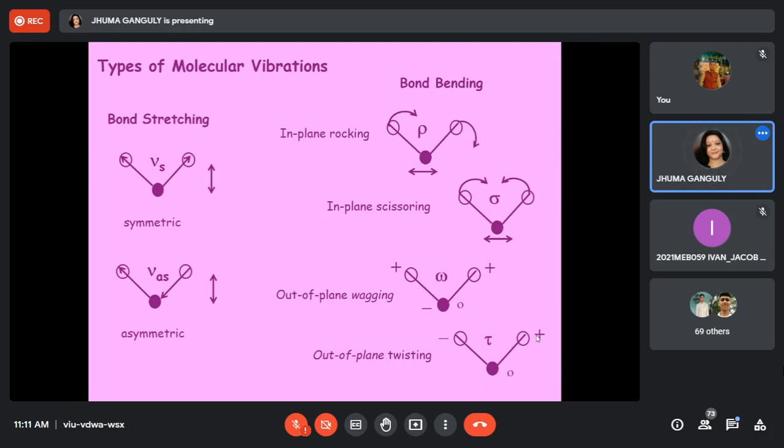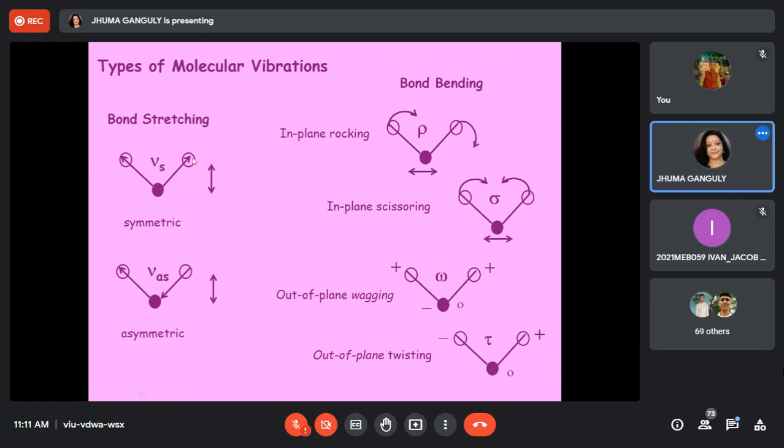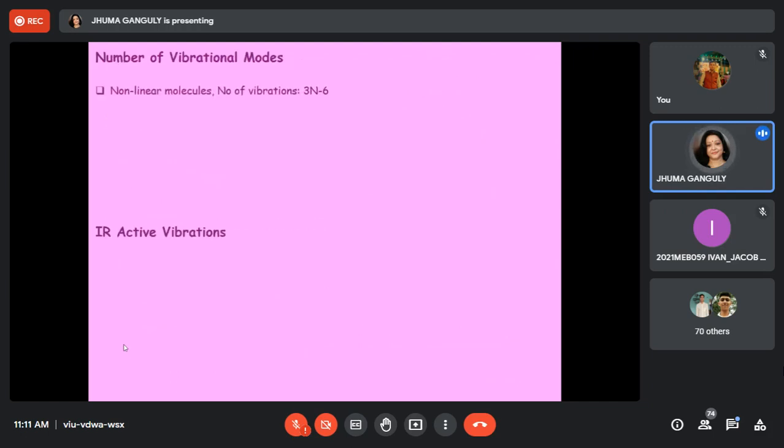These are bond bending situations and these are bond stretching situations. Stretching means the atoms try to come out or go in, the stretched condition, and that is symmetric and asymmetric in nature. Now this is the mode of vibration where, because of this vibration, a particular molecule absorbs a certain amount of energy. Now, the number of vibration modes.